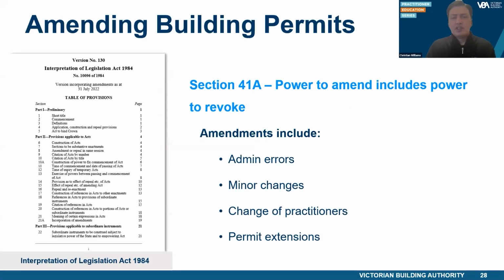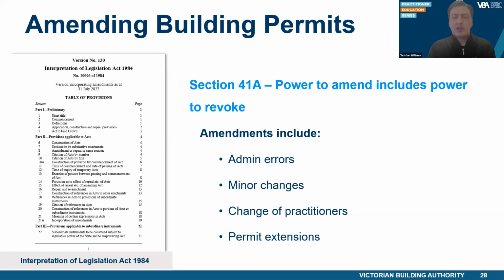Section 41A of the Interpretation of Legislation Act allows the RBS to amend or revoke a permit, as this provision applies to powers granted under the Building Act. Amendments are made at the request of or on behalf of the owner, or if the RBS considers that it's necessary. When amending a building permit, the RBS must follow the same process required for an application for a new building permit, including Section 30B and Schedule 2 of the Act.